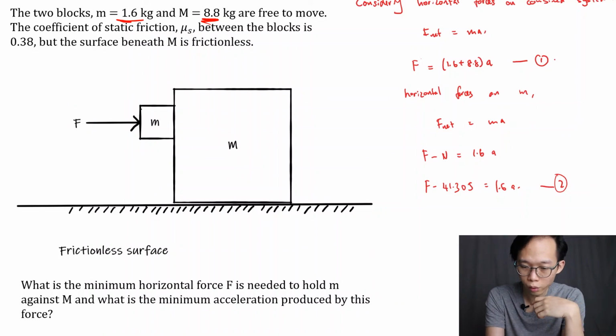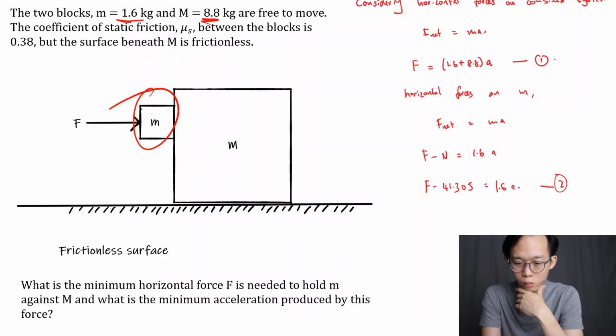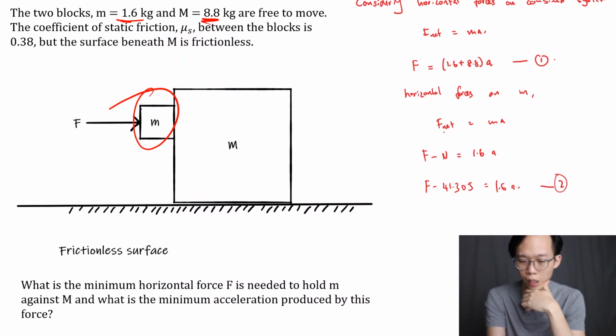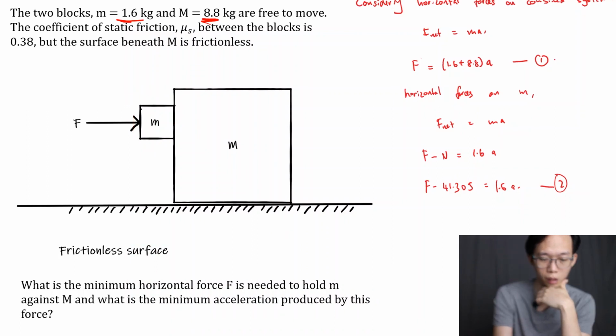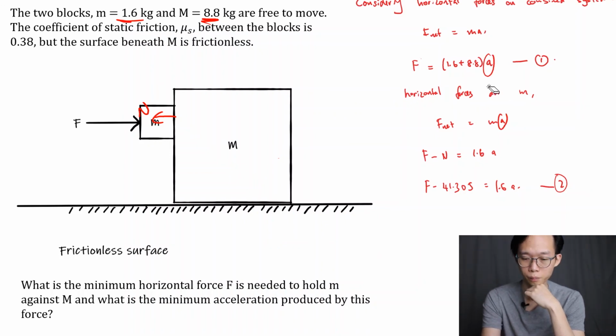We can look at the horizontal forces on small m, just this one here. With reference to the free body diagram on the previous slide, if we look at the horizontal forces, F net equals ma. Now F net, if you recall, there was a normal contact force towards the left. F net should be F minus this normal contact force N, and this should equal m times a. Now this block is undergoing the same acceleration as the combined system, so these two are the same a.